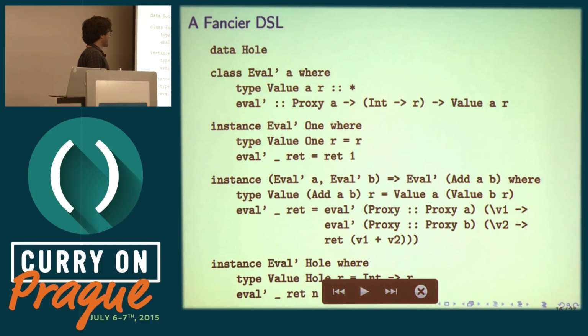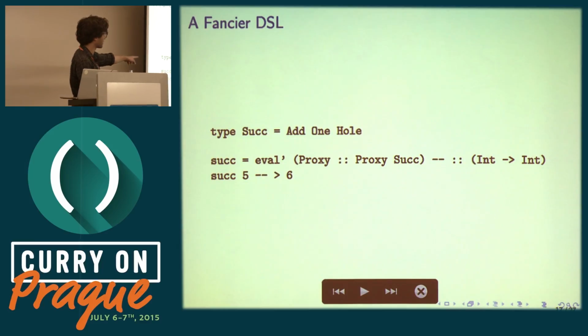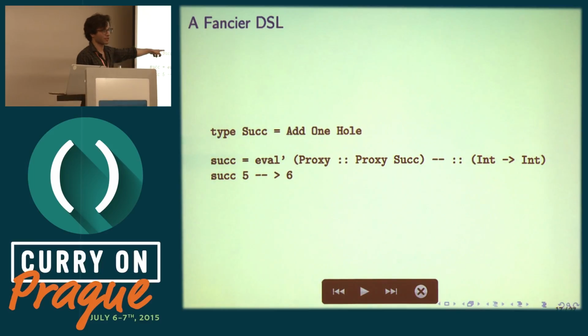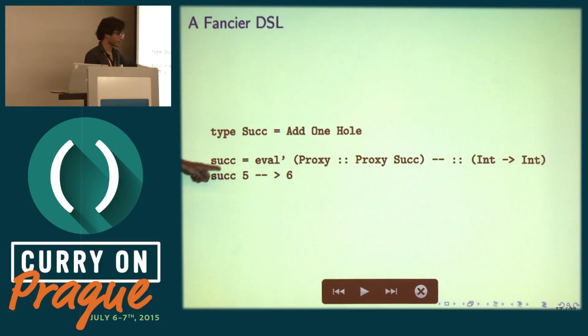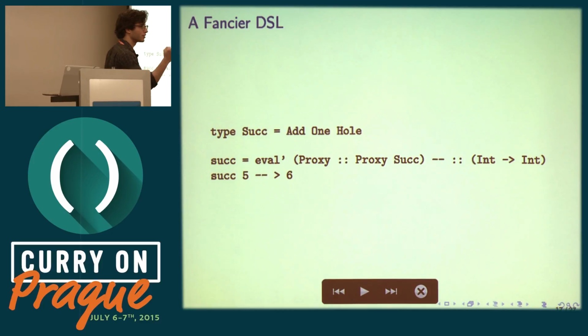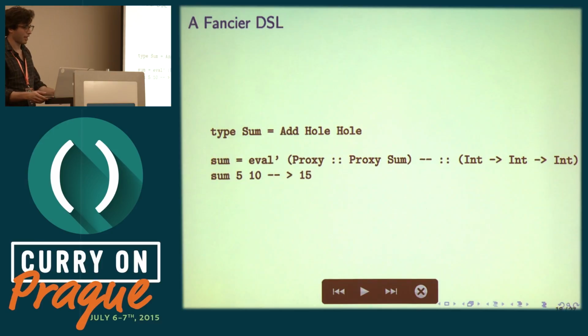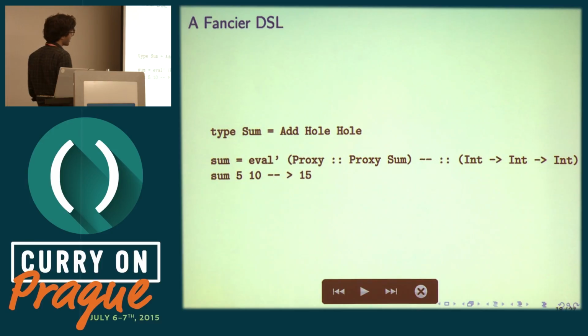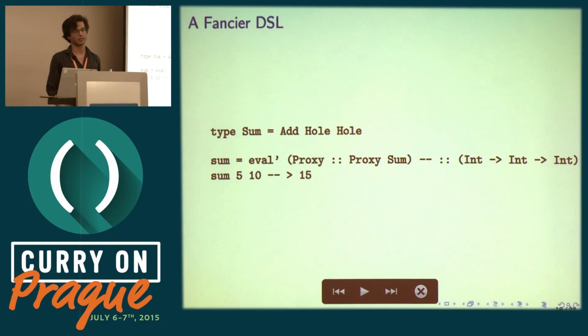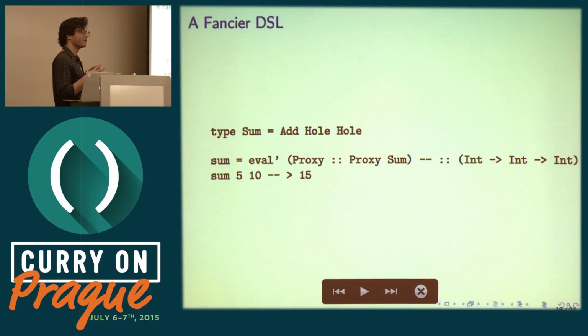The case of hole requires an extra integer in order to evaluate. And so we get something like this. Here we have another expression, and it has a hole. So once we eval it, we should expect something of type int to int, because we have one hole, so that means we need an integer in order to get back an integer. And if we have two holes, then we get something of type int to int to int. And this is I think the big advantage of having type level DSLs.